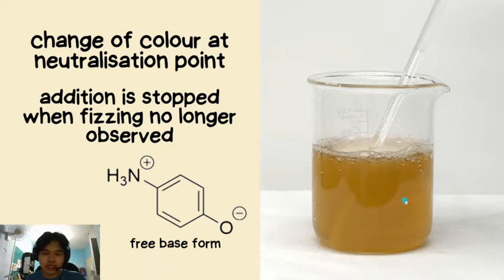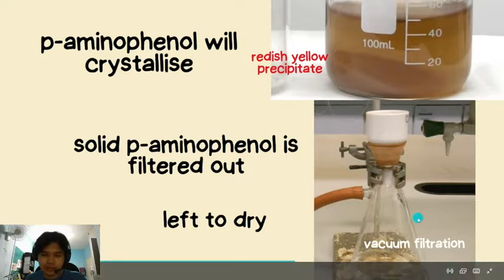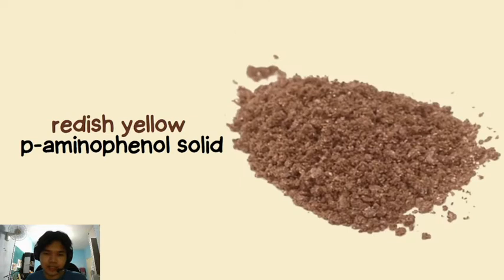The p-aminophenol now exists in its free base form. After that, it will then be left to crystallize. The crystallized para-aminophenol is then collected with vacuum filtration, as you can see on the bottom right here, and dried. The crystallized aminophenol is reddish yellow in color, as you can see in the slide above.